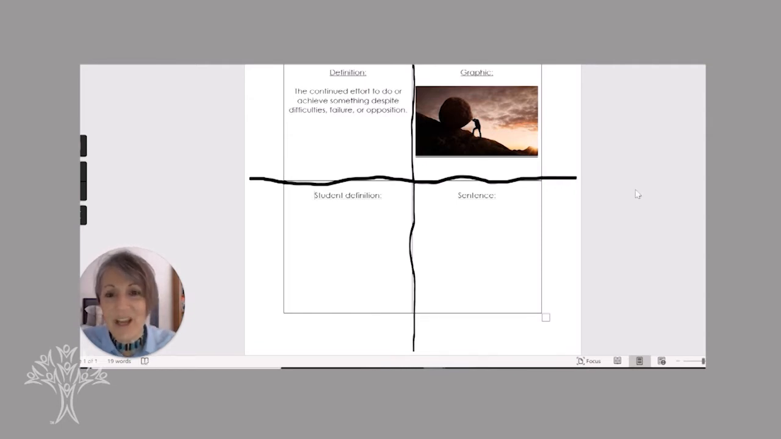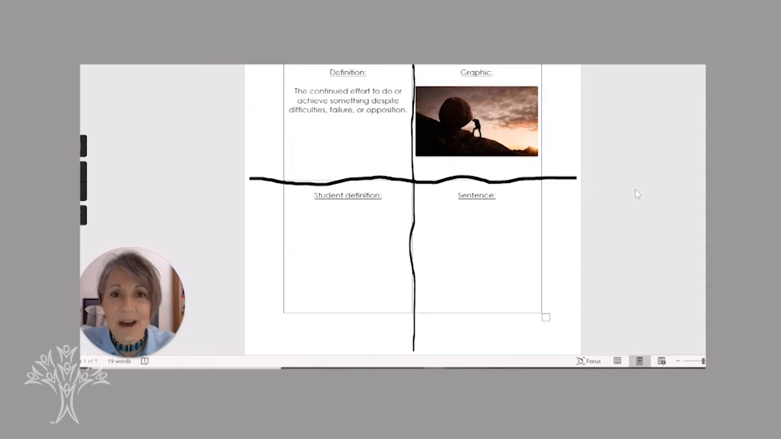I have what I call the dictionary definition in the first box. Don't worry about copying this. Let's just read it together now, okay? So perseverance, let's read it together. The continued effort to do or achieve something despite difficulties, failure, or opposition.